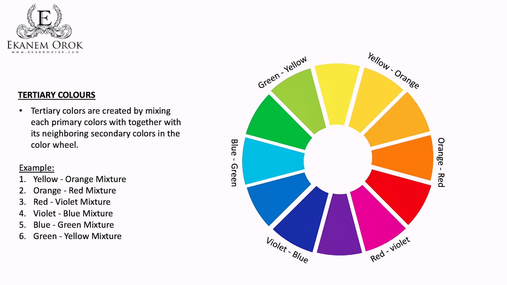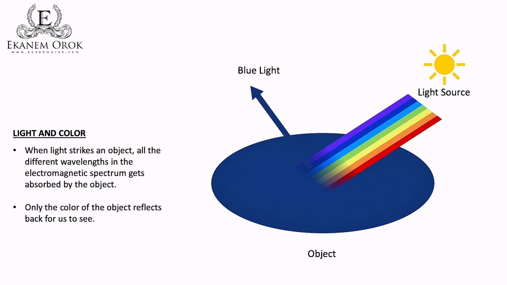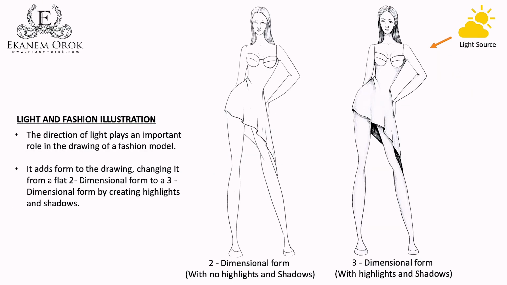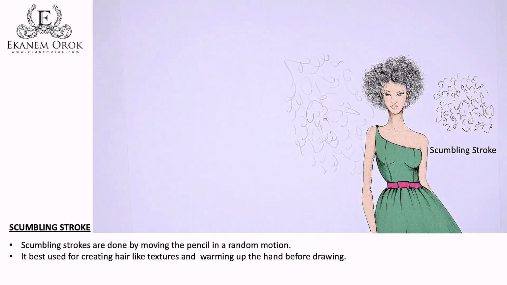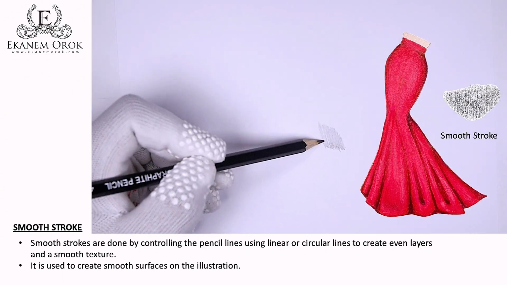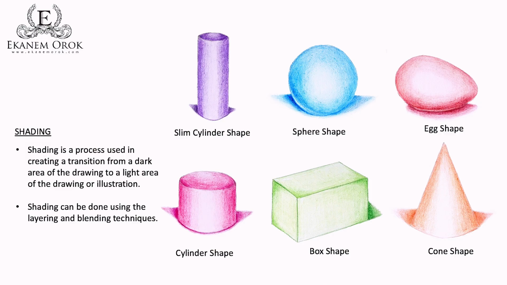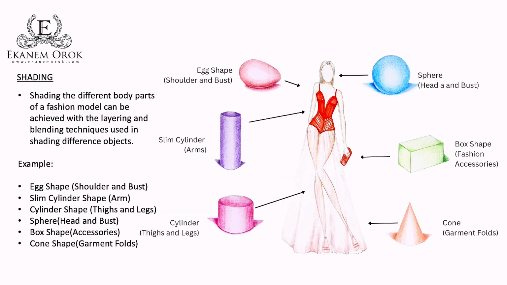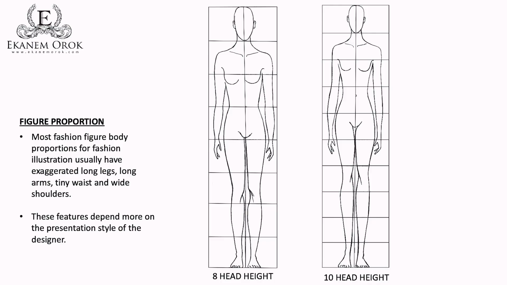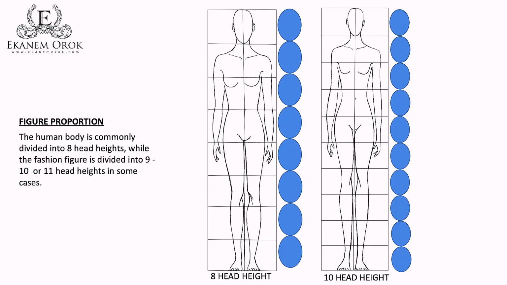In section 4, you'll learn the basics of color in fashion illustration. In section 5, you'll learn how to use light in fashion illustration. In section 6, you'll learn the different types of strokes and how to use them in fashion drawing. In section 7, you'll learn the fundamentals of shading objects and how to use these shading techniques to color a fashion model. In section 8, you'll learn the body parts for fashion drawing.